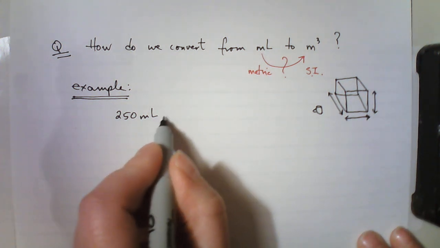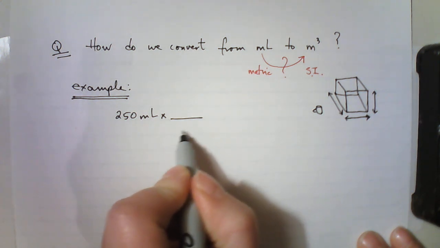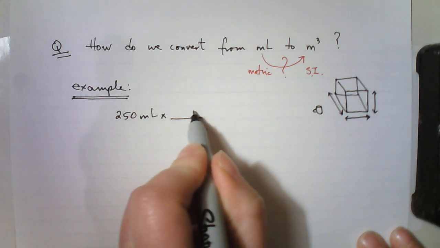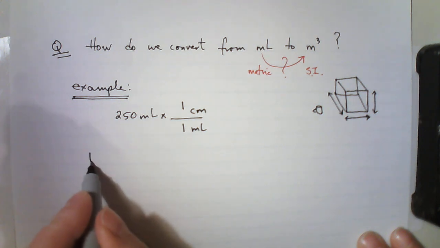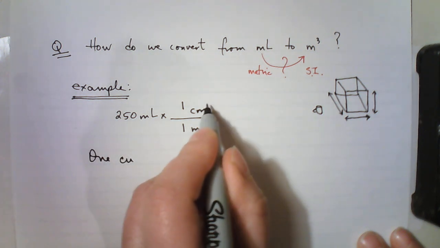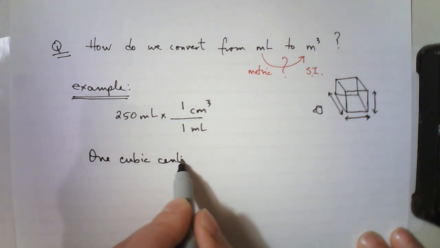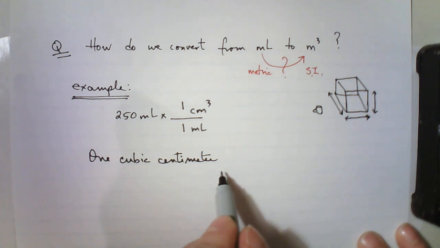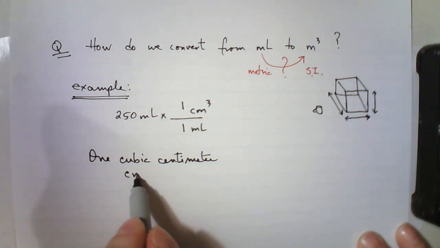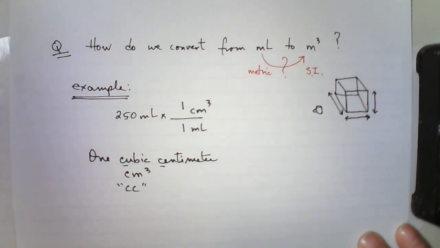Okay, so 250 mils, the first thing I do is convert it to centimeters. And 1 centimeter is 1 mil. Remember, 1 cubic centimeter is 1 mil. So this is a cm cubed. Sometimes we call it a cc for cubic centimeter.